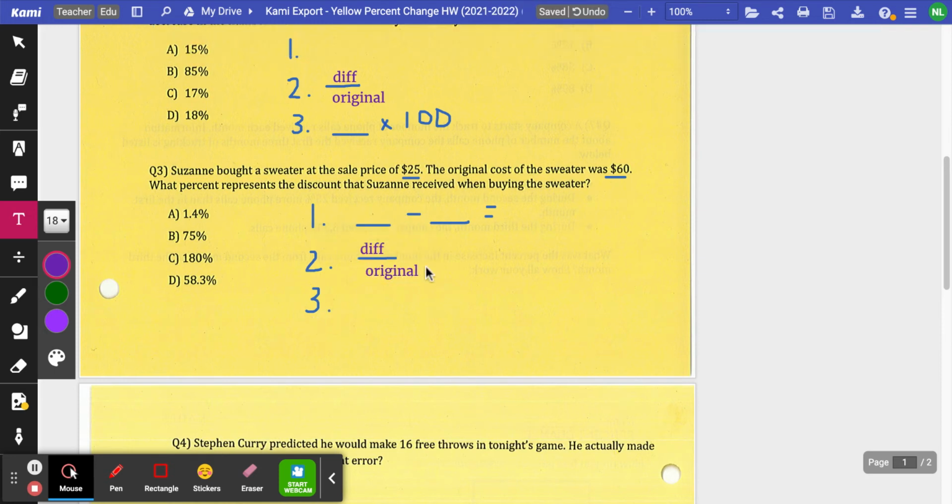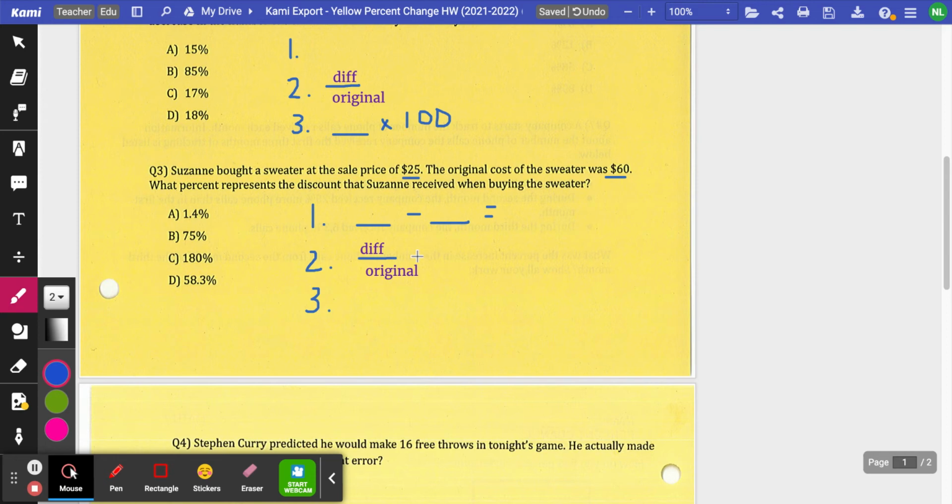And the last step is to take your answer and multiply it by 100. And what does that equal?